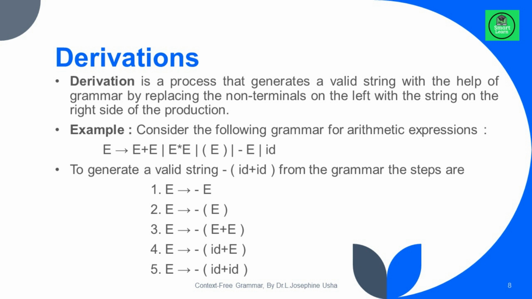Then we need to have a bracket, so you apply the production E tends to bracket E. Then we have to derive id plus id, so we apply the production E plus E. Here, E plus E. Then you replace the leftmost variable E by id, then the next variable E by id. So at last you will get minus of id plus id. This is the way we can derive the string from the grammar using derivation.